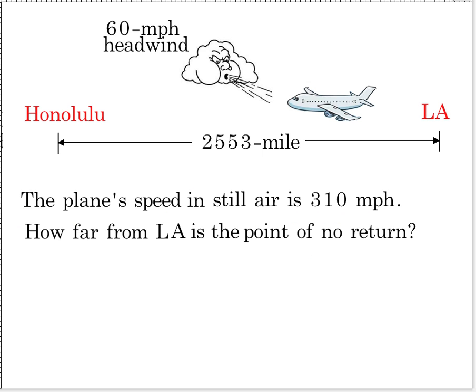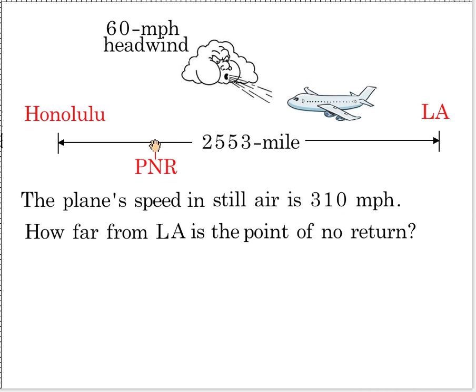I wanted to know where it was. And I wondered if it was closer to Los Angeles or to Honolulu. Ultimately, I placed it closer to Honolulu. And here's my reasoning for that. The point of no return is a point at which the time it takes to go forward to Honolulu is the same as the time it takes to go back to Los Angeles.